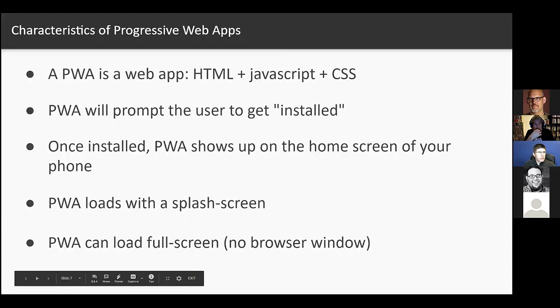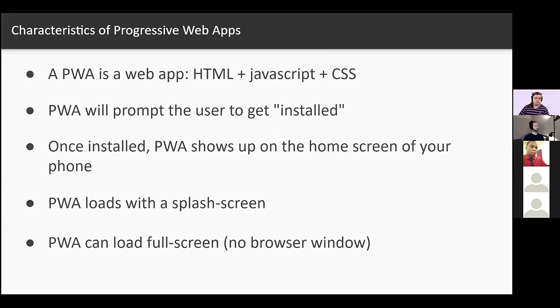So these are some of the benefits so far. Some of the characteristics, we saw many of them in the demo, but there are a few more that I'm going to mention. A progressive web app, or PWA, is a web app. It's just HTML, JavaScript, and CSS. There's no native component to it, and no requirement for a specific framework or API. It is regular HTML, JavaScript, CSS.